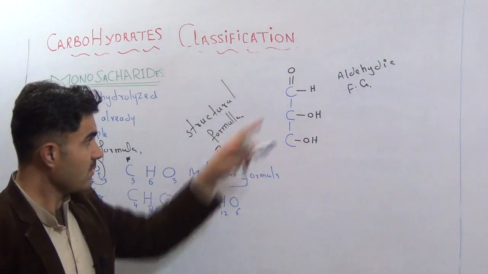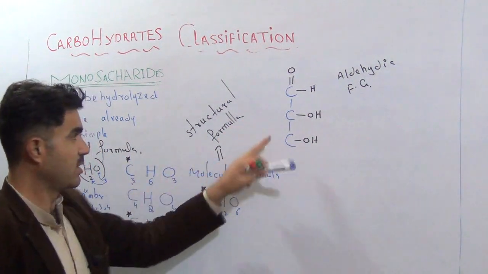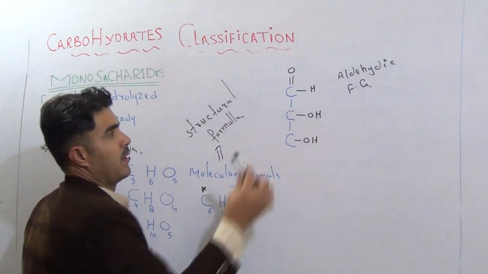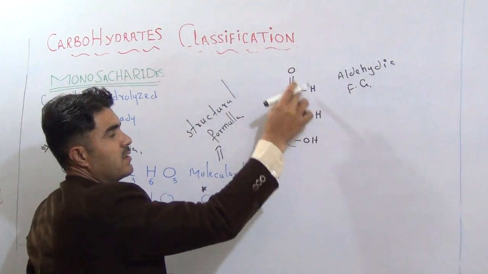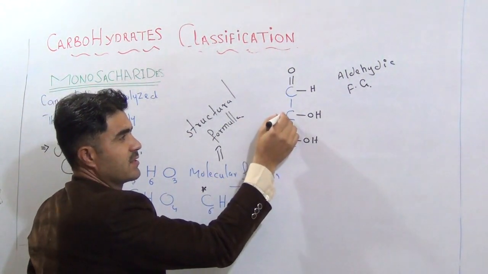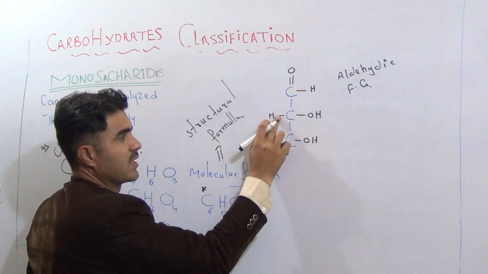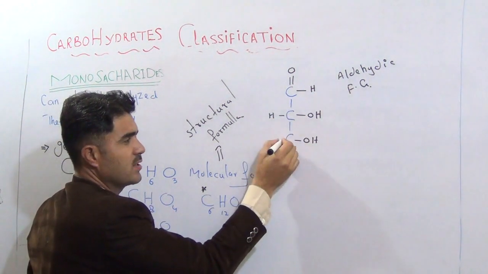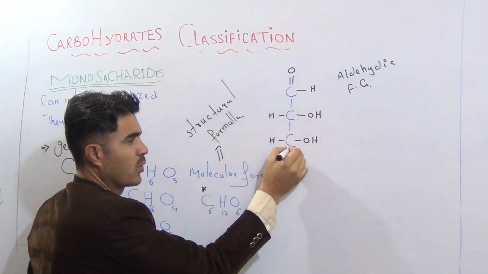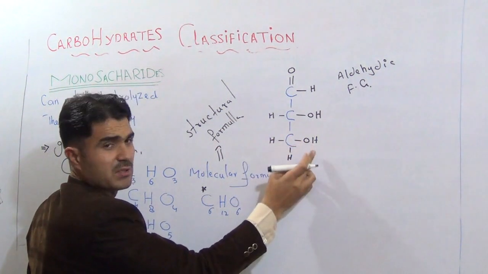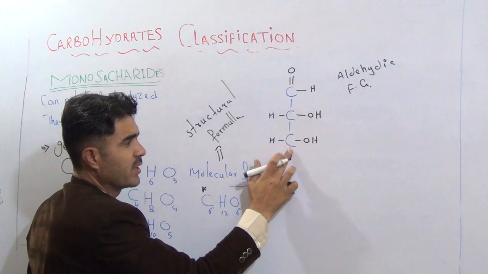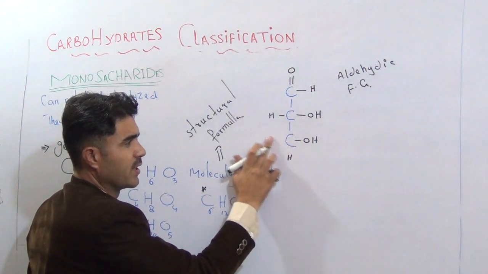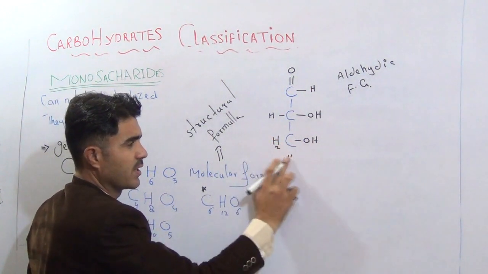Now, this is a 3-carbon monosaccharide. The valency is complete. Here the valency is not complete, so we will write one hydrogen here. 1, 2, 3, 4 valency. This carbon has 2 valencies, so we will give 2 more hydrogens. Now it becomes 4. Usually we write CH2 here, CH2 here.